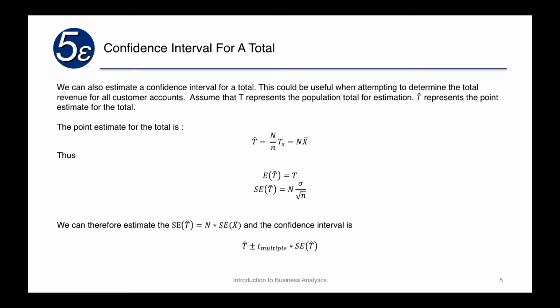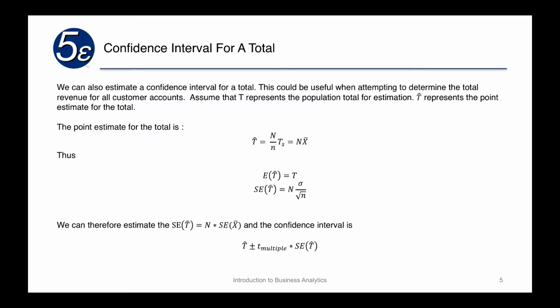Now, not all confidence intervals are going to be based on a mean. We can also create a confidence interval for a total. Now, it's a little bit less intuitive, but let's say we're trying to determine our total revenue for all customer accounts. So T represents the population total for estimation, and the T with the little hat over it represents our point estimate for the total.